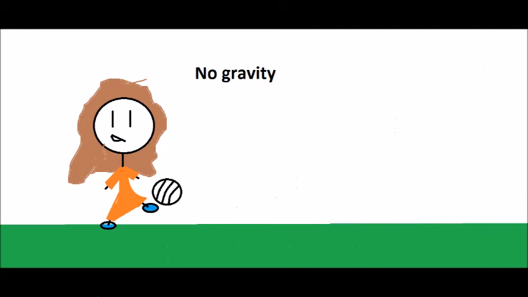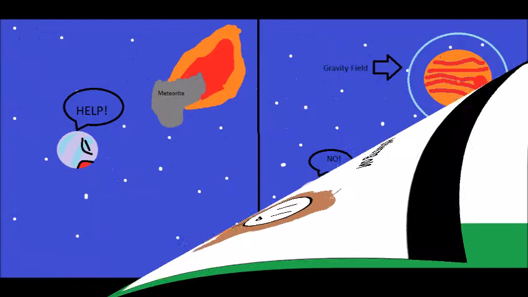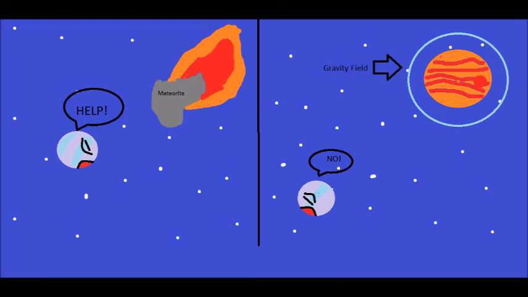The last example of Newton's first law is when you are kicking a ball in space, it will keep on going because there is no gravity, friction, or air resistance. It will only stop going in one direction if it hits something, like a meteor or the gravity field of another planet.